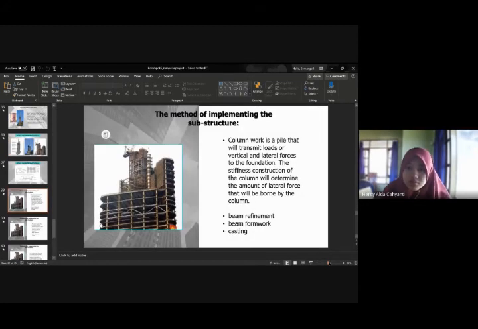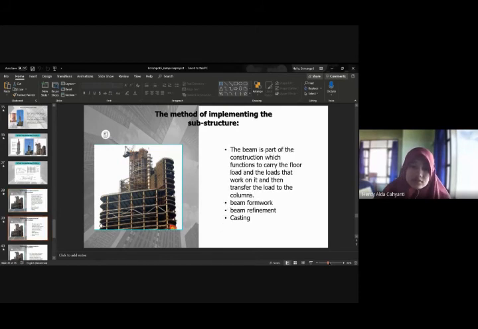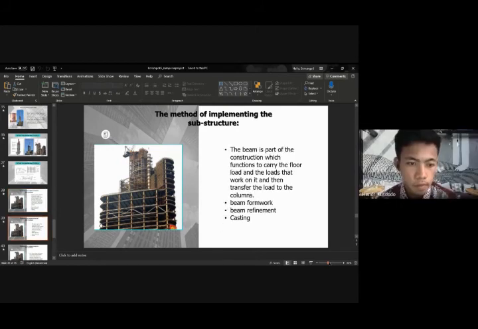The method of implementing the substructure. The pile cap is a plate that transmits the load from the column and later to the foundation. The construction of the pile cap will determine the amount of lateral force that will be carried by the pile cap.